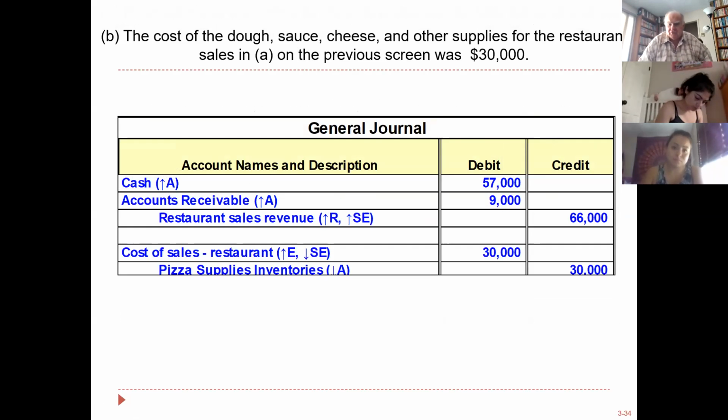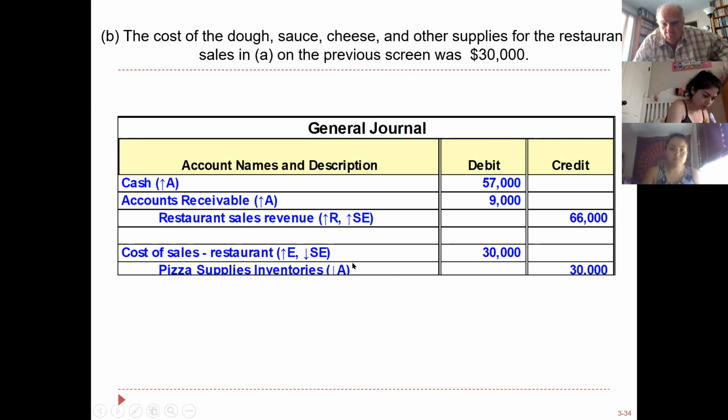Now, here we go. This is interesting. Look at this. When they sold this pizza, the supplies, the ingredients that were on those pizzas cost $30,000. That means that they had sales for pizza of whatever that number was earlier, 57, I guess, and the ingredients on those pizzas totaled 30,000.